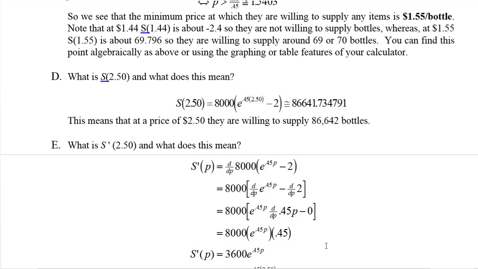What is S of 2.50, and what does this mean? Just plug it into the original function, which I did right here, work it all out, use your calculator. 86,642 bottles will be supplied, or they'd be willing to supply that if they could get $2.50 a bottle. What is S prime of 2.5? What does that mean? You take the formula for S prime, which we just worked out right here.